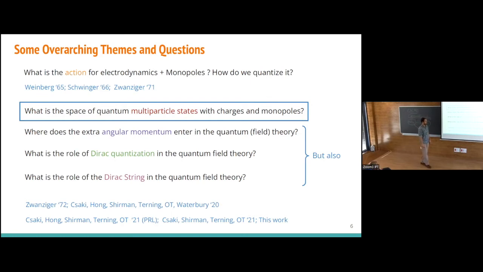Where does the extra angular momentum enter in the quantum field theory? The one that we saw that performs classical scattering over there. Also, what is the role of Dirac quantization? And finally, what is the role of the Dirac string in the quantum field theory?